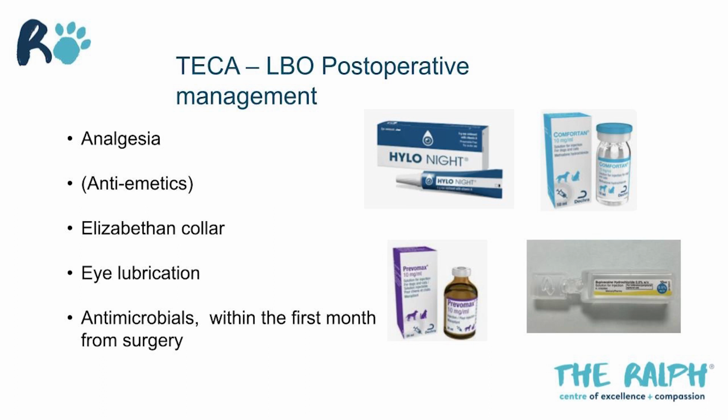Then if you have vestibular signs after, like a head tilt or ataxia, because inadvertently we have damaged the area where we shouldn't, dorsomedially, you can give maropitant. Eye lubrication if you have again damaged the facial nerve. And when I say damage the facial nerve, I'm not talking about transecting it.